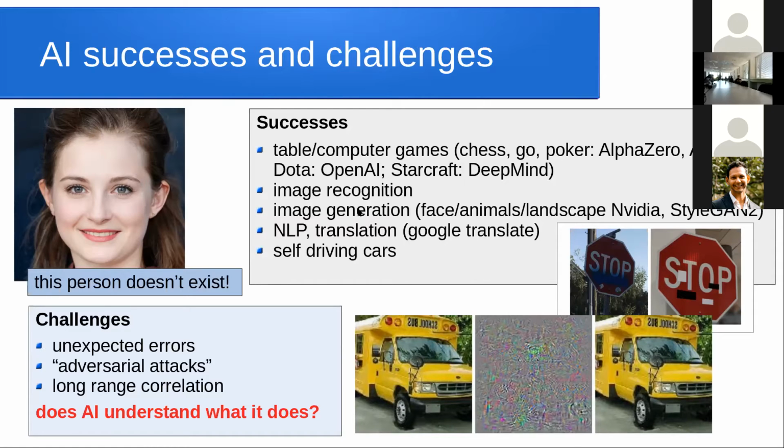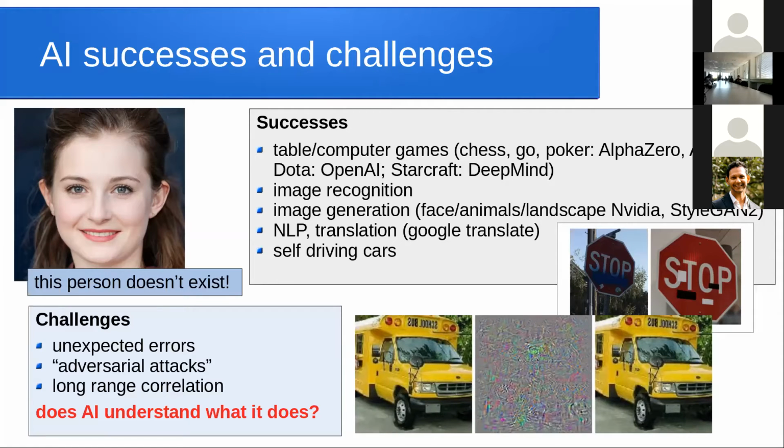We know images like the one on the left-hand side, which is a creation. This person doesn't exist, for example. This is image generation, and image recognition as well. Natural language processing and translation are also in very good shape now. And self-driving cars, albeit a little bit of a step back from the earlier expectations, are still developing in fast steps.